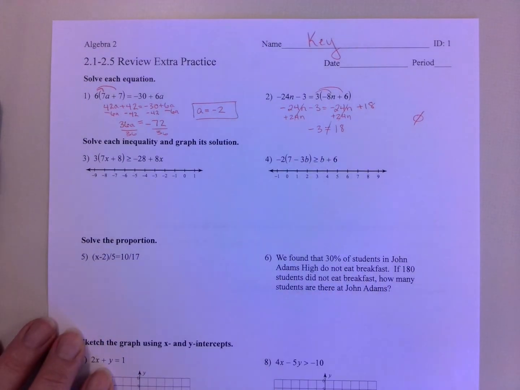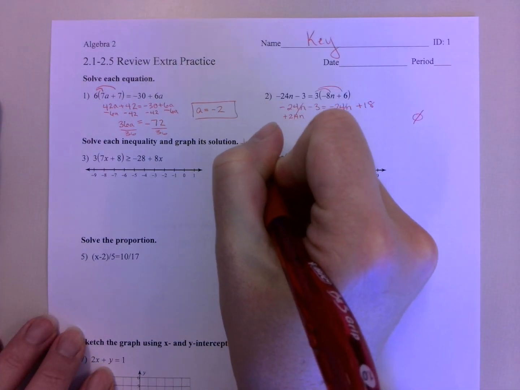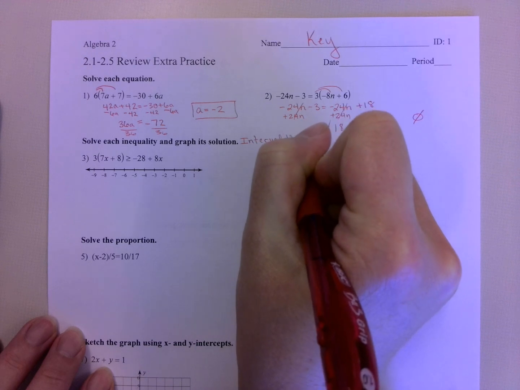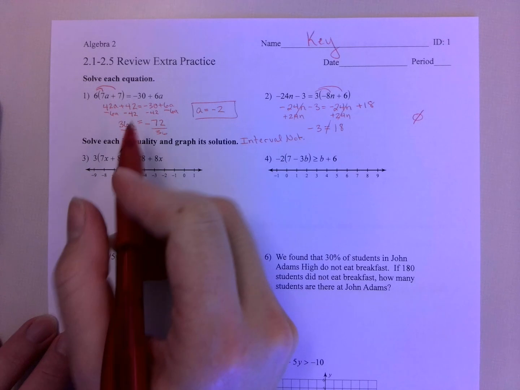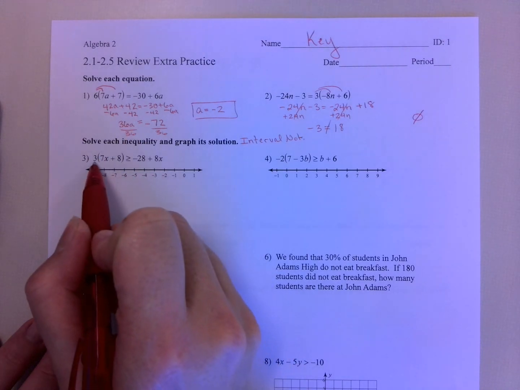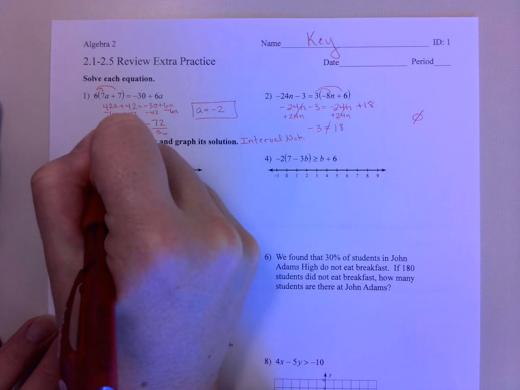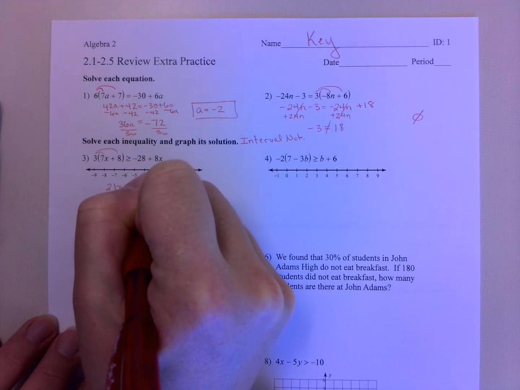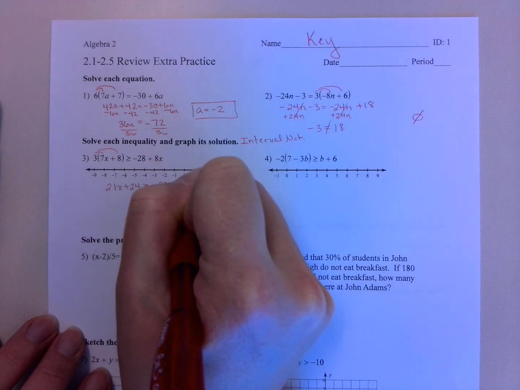All right, let's go ahead and go to some inequalities. We're going to add to this, we're going to do interval notation also. Interval notation. So we want to add that on to our answers. So looking at this, I'm going to go ahead and distribute. I couldn't divide by 3 and get nice numbers. So best to distribute here. So I get 21x plus 24 is greater than or equal to negative 28 plus 8x.